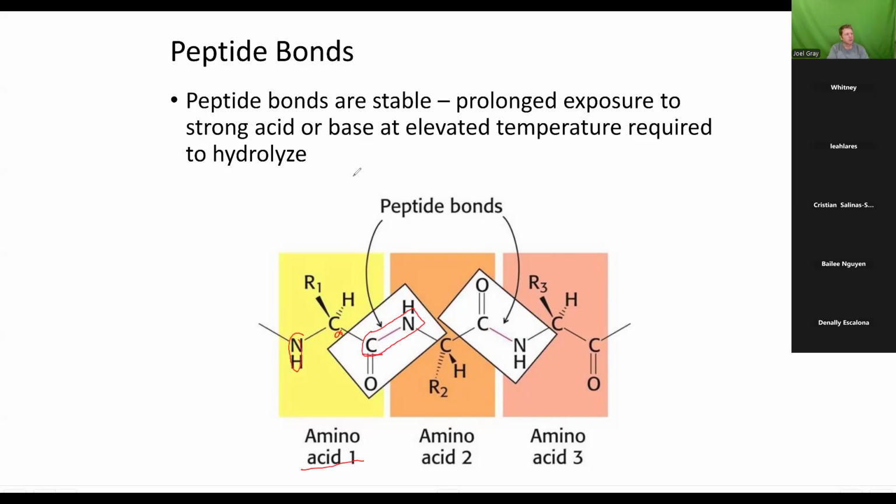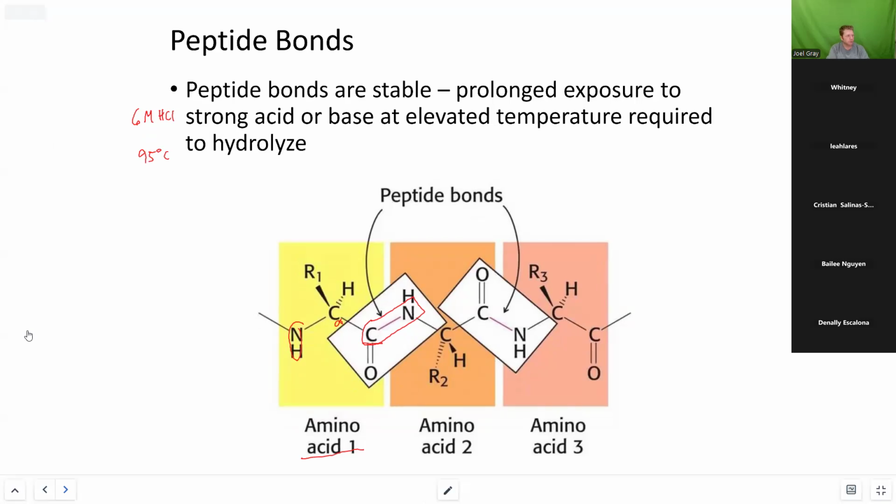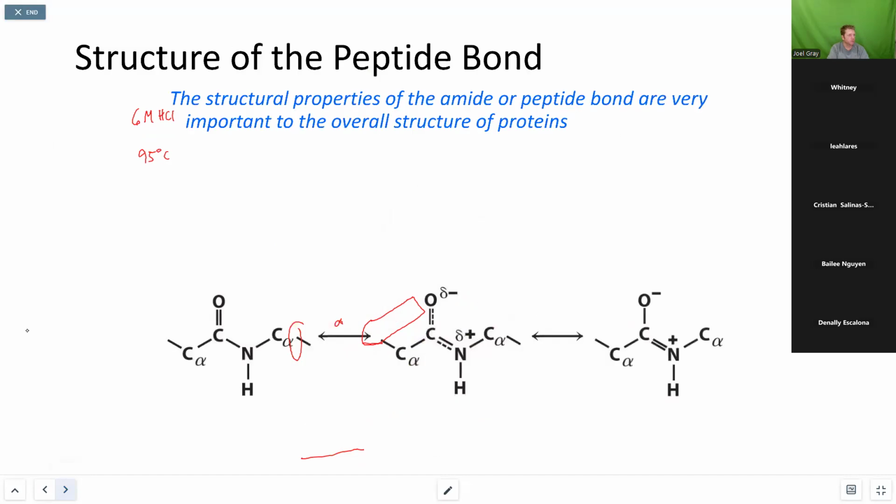Sorry, let me rephrase that. They're extremely strong. They can be broken whenever they are exposed to a strong acid or a strong base at a high temperature. And usually what this means is about 6 molar HCl as an example. And you're heating it up to like 95 degrees Celsius. So proteins are pretty darn stable. Now, with that, peptide bonds get that stability from the peptide bond backbone.